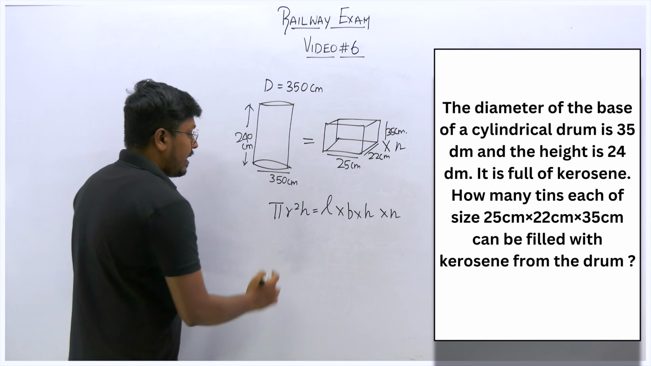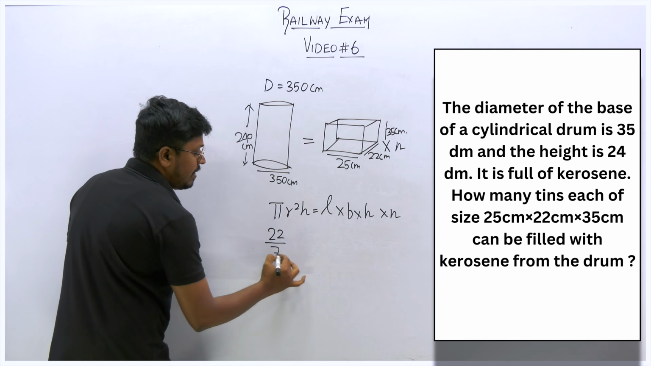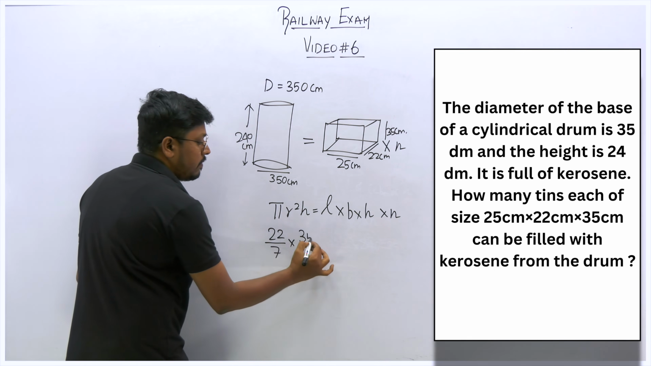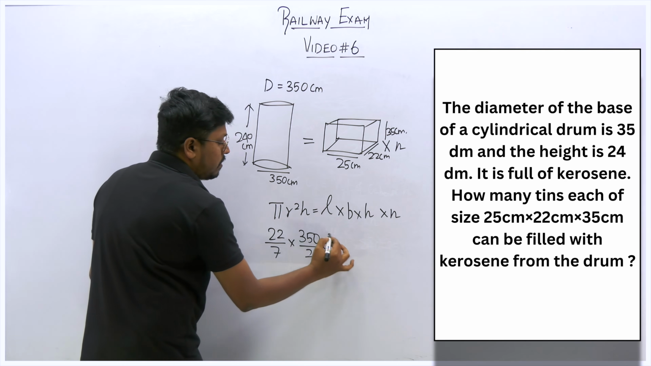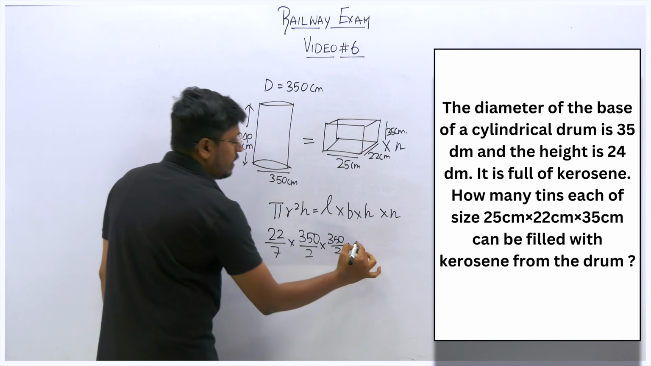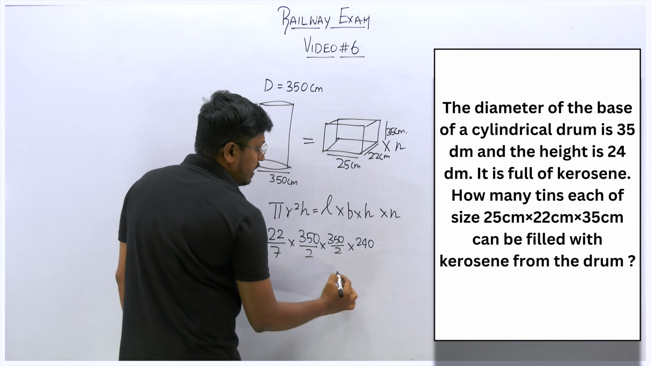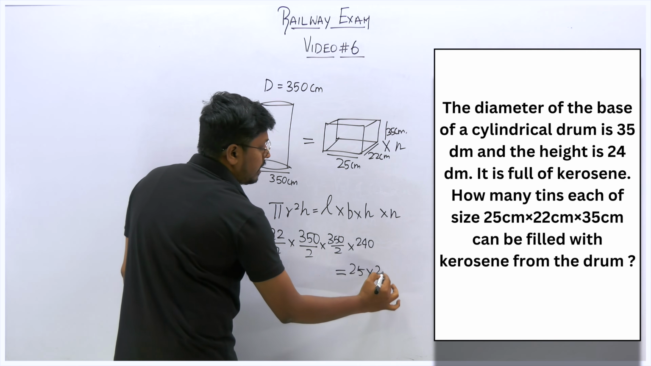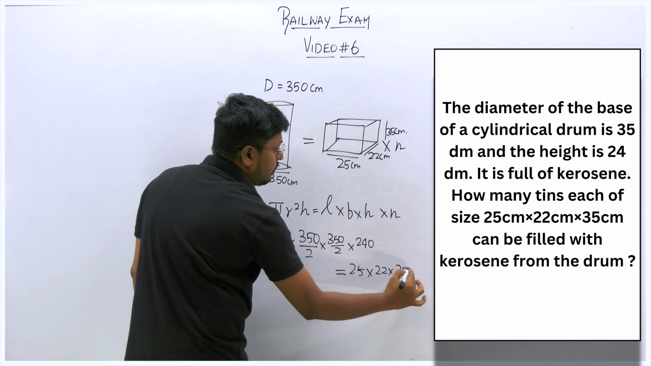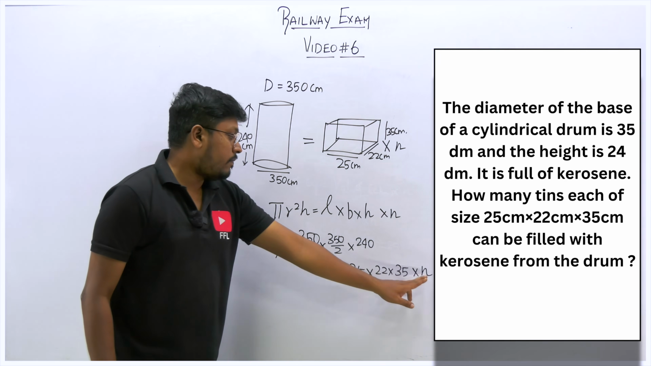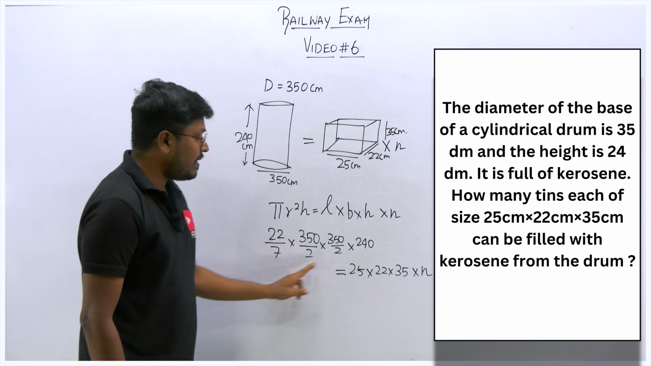So now substitute the values. Pi will be 22 by 7. The diameter is 350, so the radius will be divided by 2. So 350 divided by 2 into 350 divided by 2, into the height, 240, is equal to length, breadth and height, 25, 22, 35, into n. That's it. So n will be the number of tins. All the remaining values we have substituted.